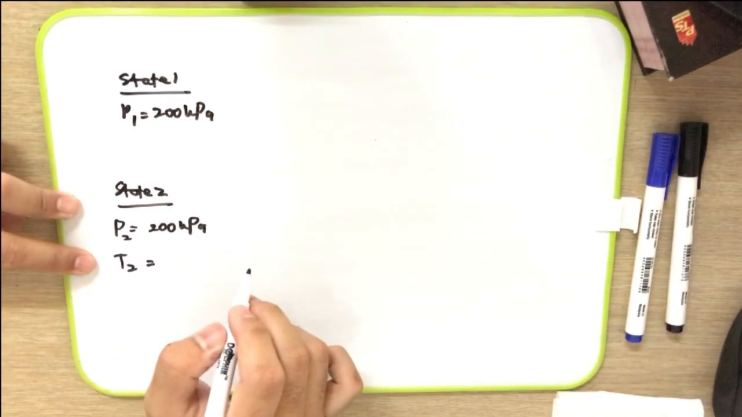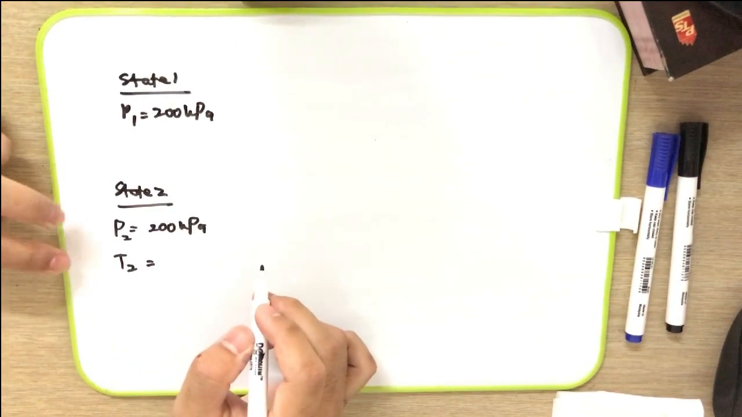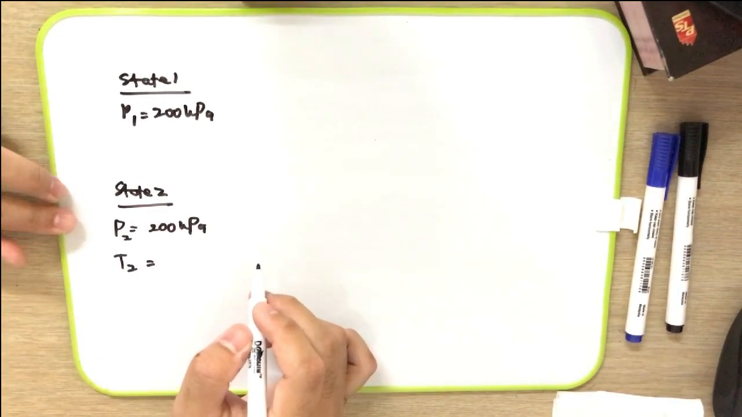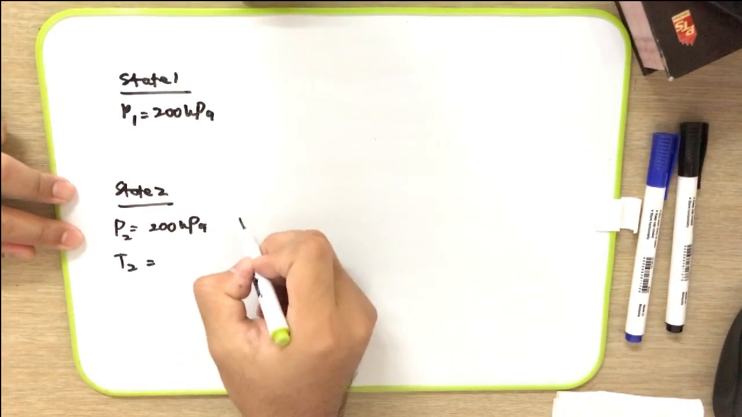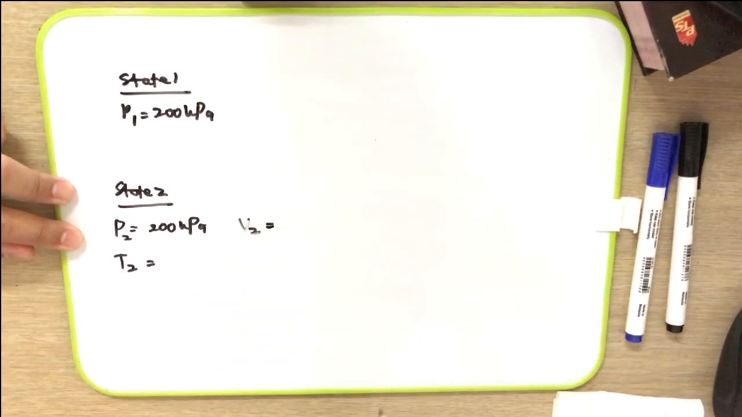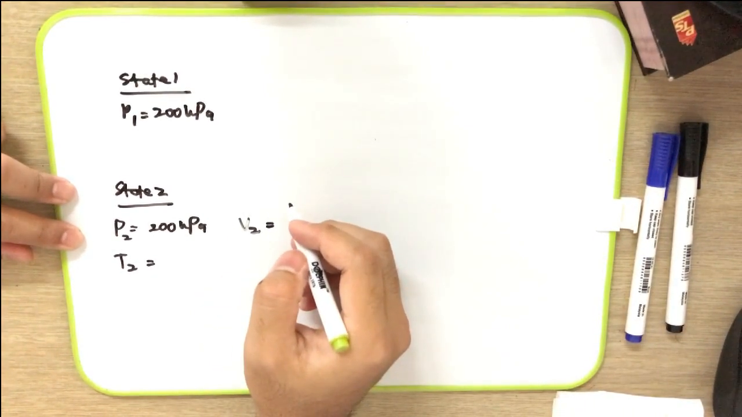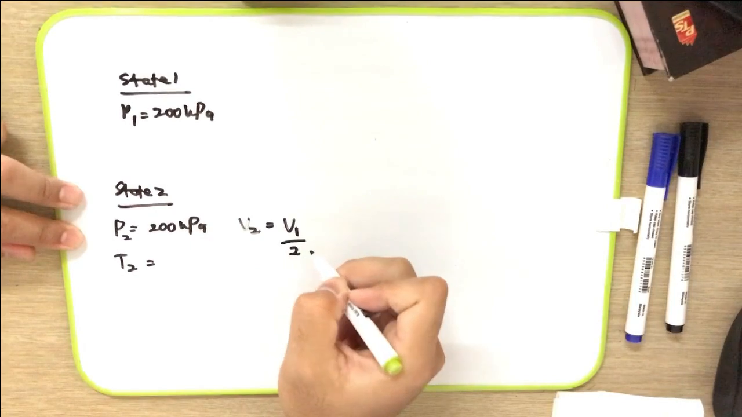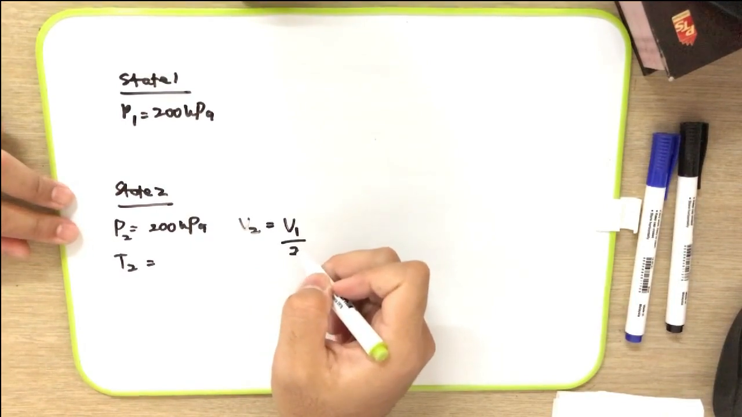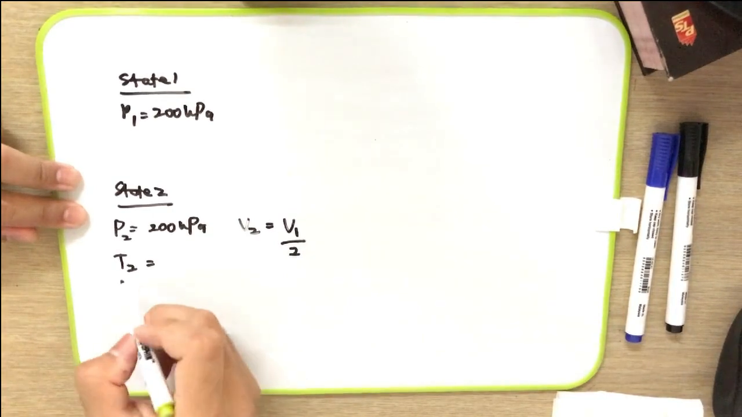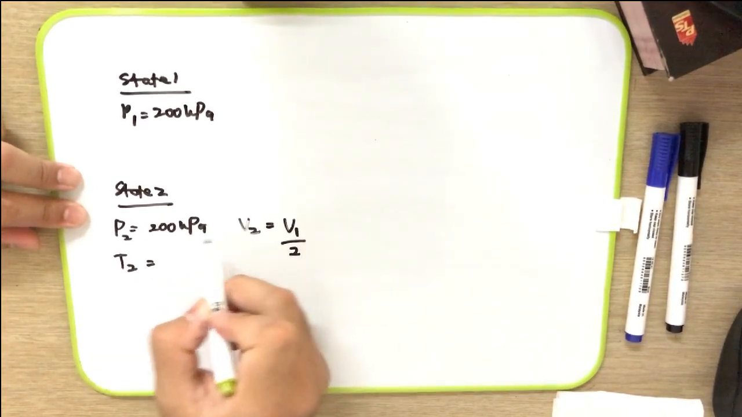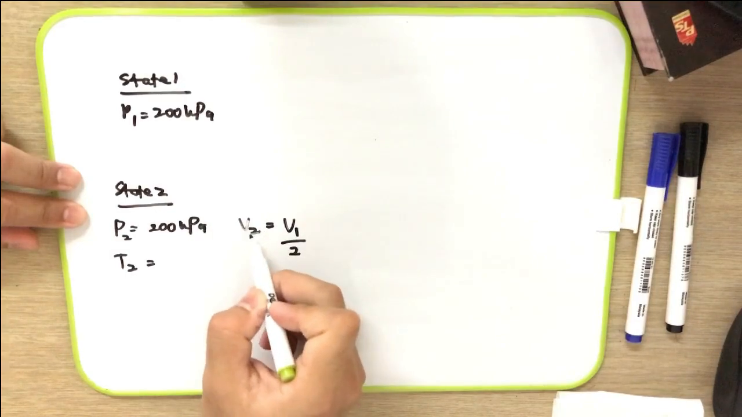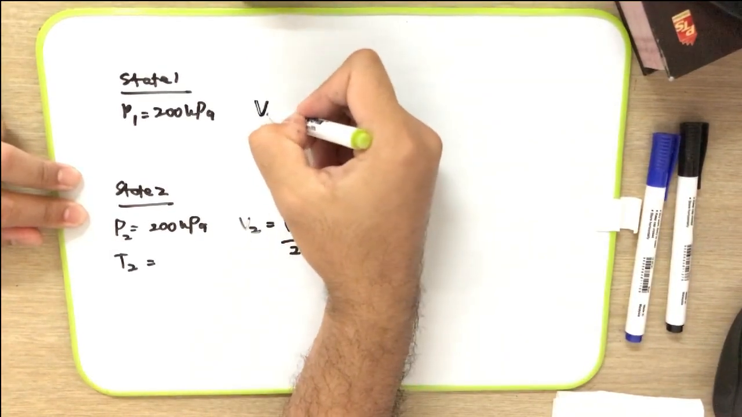So what is the info that we can get? Okay, we look back at the question. It says that the piston is now moved at constant pressure until the volume is 1/2 of its original. So V2 is 1/2 of its original volume, which is V1. So V2 is V1 divided by 2. In order to find T2, we need to find V2 first, so that we have two pieces of info. And to find V2, we need to find V1 first.